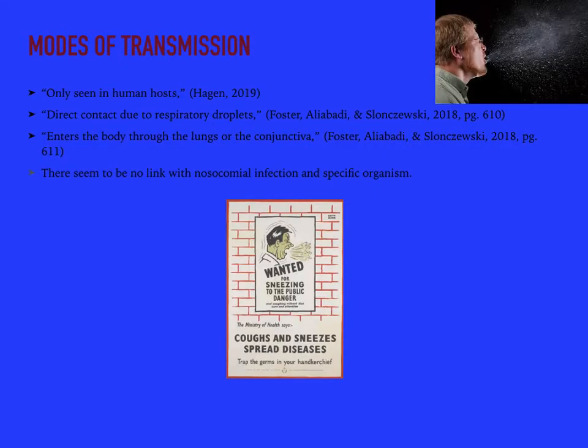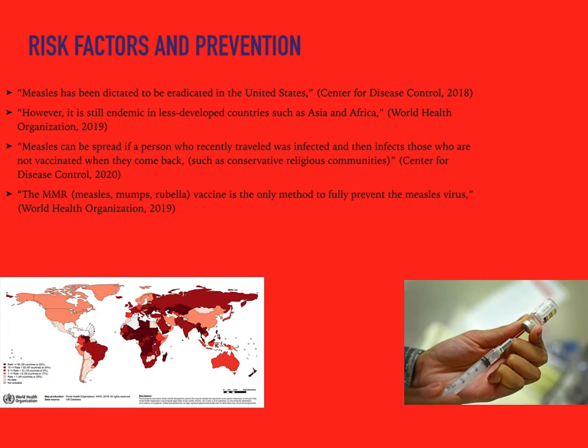Modes of transmission. This is very important as symptoms of the measles virus are only shown in human hosts. This is usually caused by direct contact due to respiratory droplets. What does this mean? It means actions such as coughing or sneezing can easily spread the disease as they enter the body through the lungs or the conjunctiva, which is the eye. There seems to be no link with being able to get this disease from the hospital, but please be cautious and please be aware.